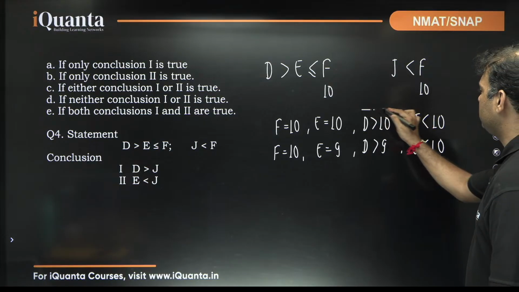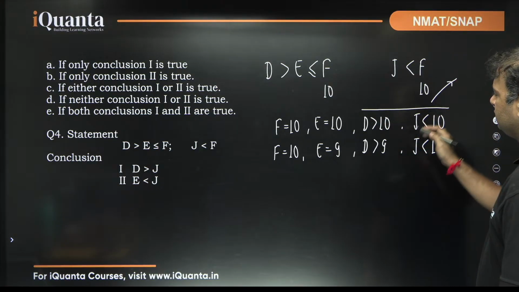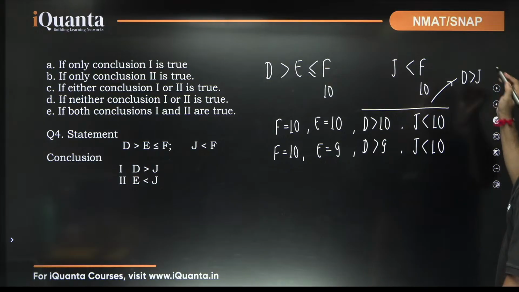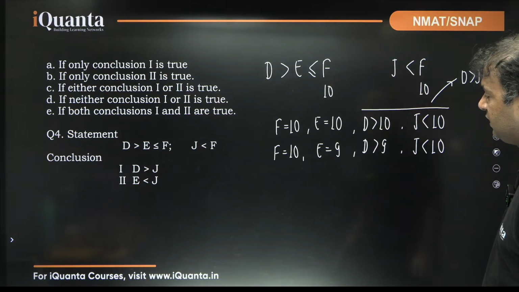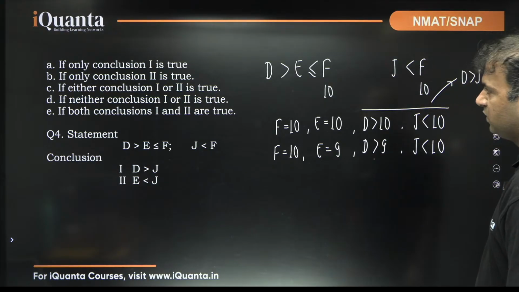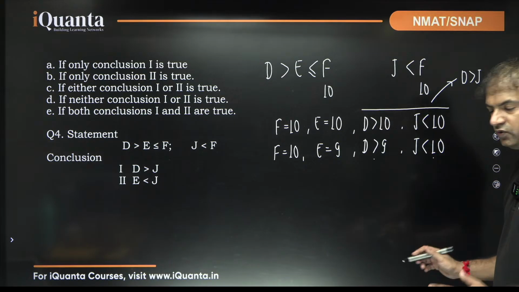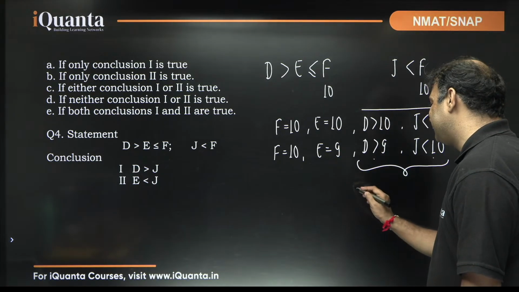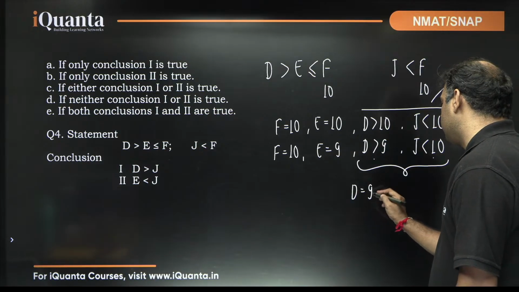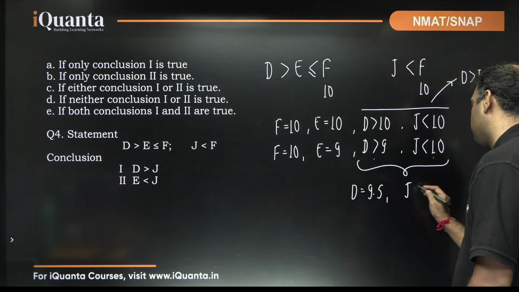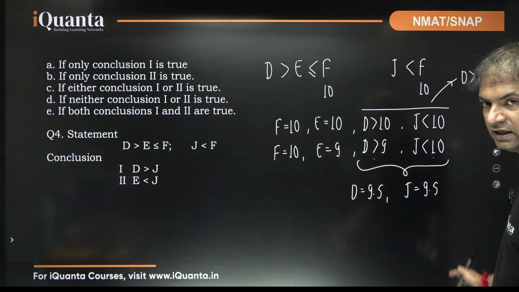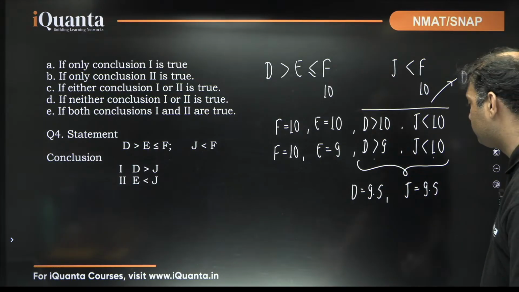Guys, this case is pretty obvious. If D is greater than 10 and J is less than 10, D has to be greater than J, right? What about this case? They are saying D is greater than 9, and J is less than 10. This is what we know. Now in this case, guys, it can be a lot of cases again, right? Let's say D is 9.5 and J is also 9.5. That's possible because D is greater than 9 and J is less than 10. So they both can be equal to each other, 9.5.